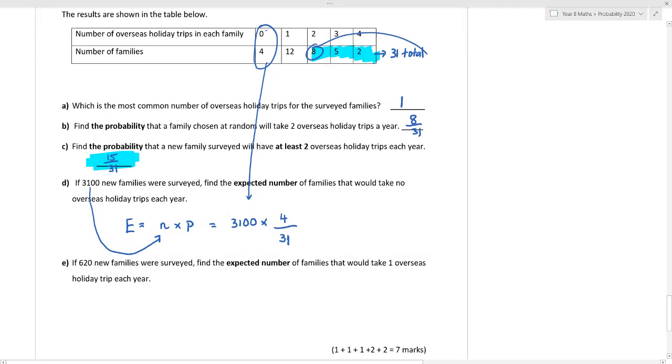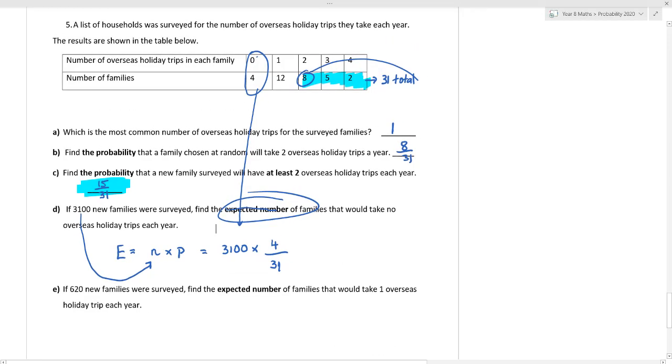Girls, I've said it once, I've said it twice, I'll say it a third time. You need to be able to recognise when you're looking at this expected number, and you're going to need to use this formula. The expected number of something is the number of trials times the probability of that event.